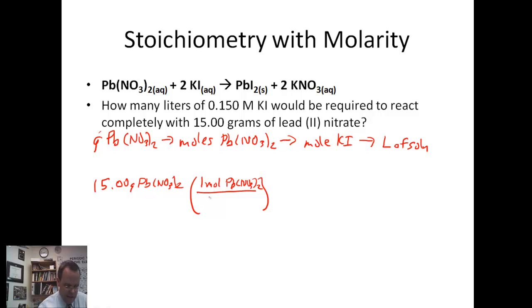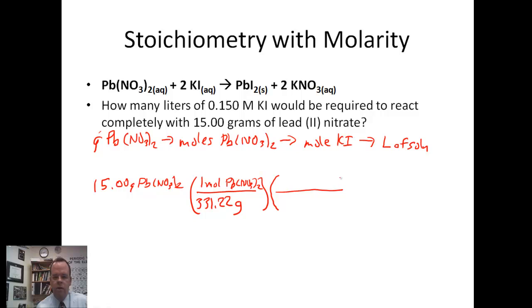So we need to find the molar mass: 14.01 for nitrogen, 16 for oxygen, 207.2 for lead. We've got 6 oxygens, 2 nitrogens, and a lead, so we get 331.22. So we have 331.22 grams per mole.